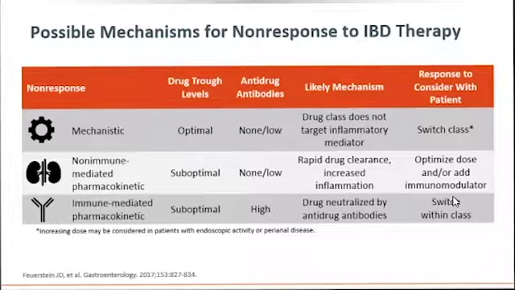If you have non-immune mediated pharmacokinetic, the drug level will be suboptimal and you have no antibody, meaning that there is rapid drug clearance or increased inflammation. And your response will be to optimize the dose and possibly add an immunomodulator. If you have immune-mediated pharmacokinetic, the drug level will be suboptimal and there is antibody. The drug is neutralized by the anti-drug antibody, then you switch within the class.